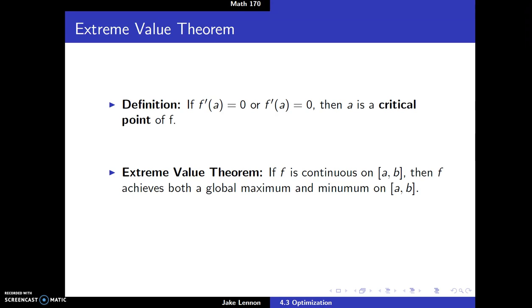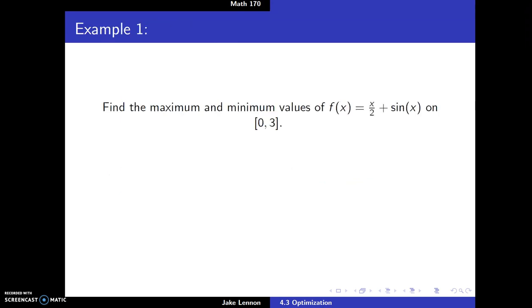So let's look at a very concrete example. Find the maximum and minimum values of f of x, the function x over 2 plus sine of x, on 0 to 3. So again, we have a continuous function.